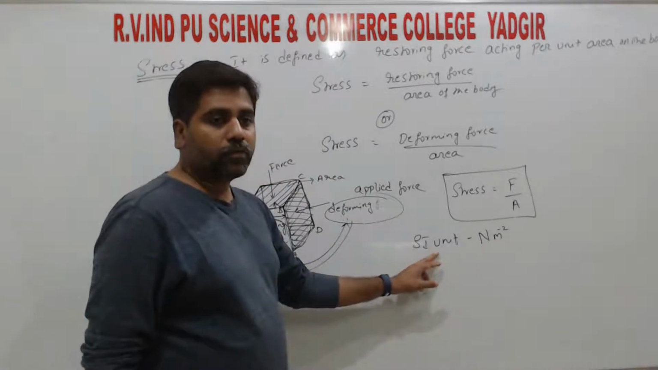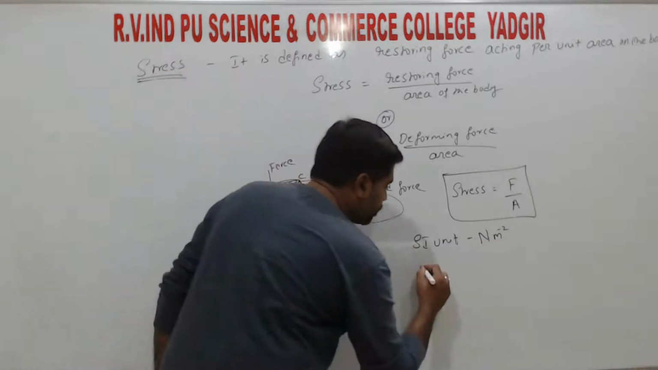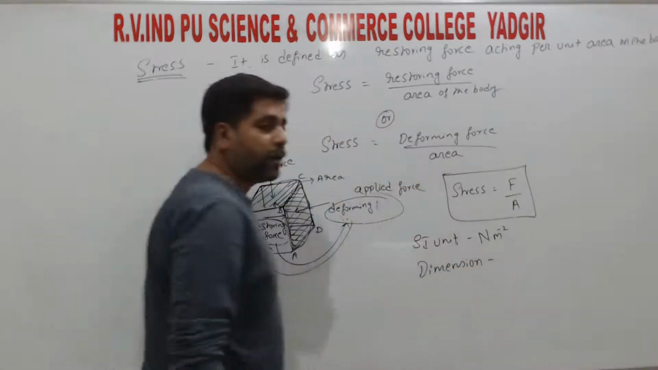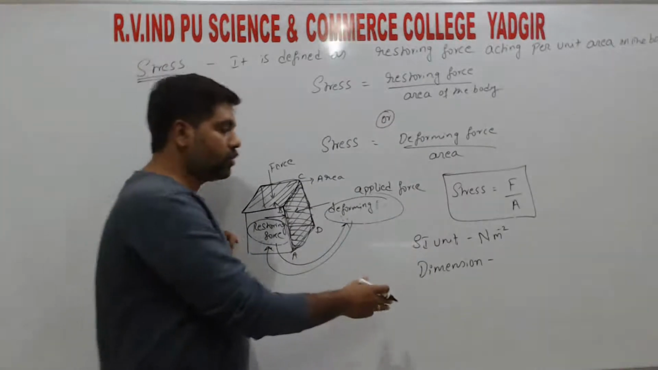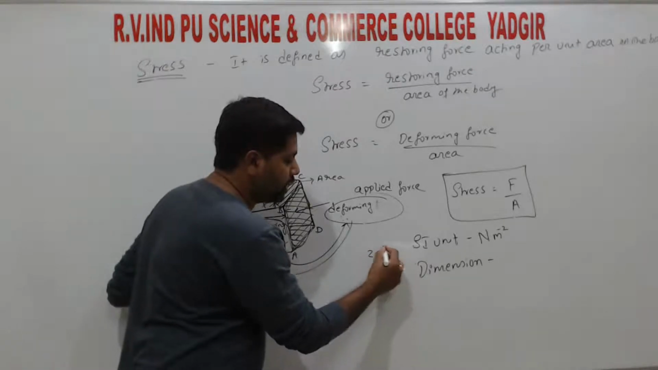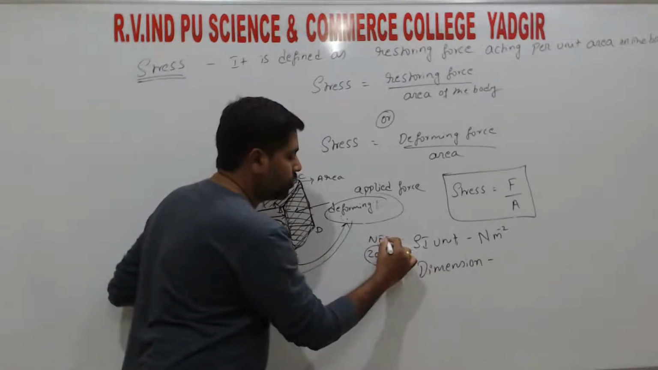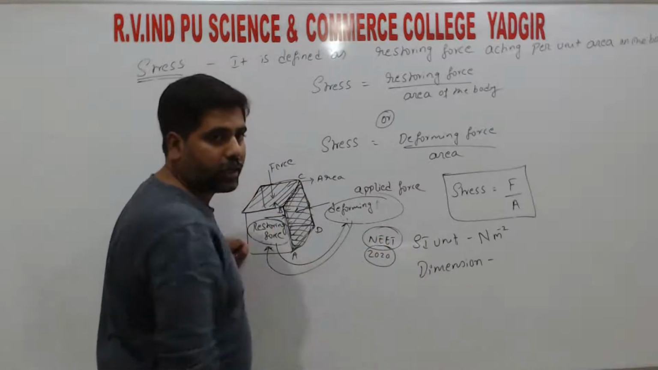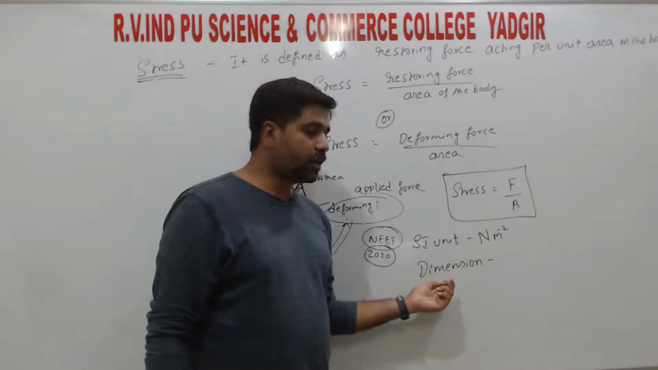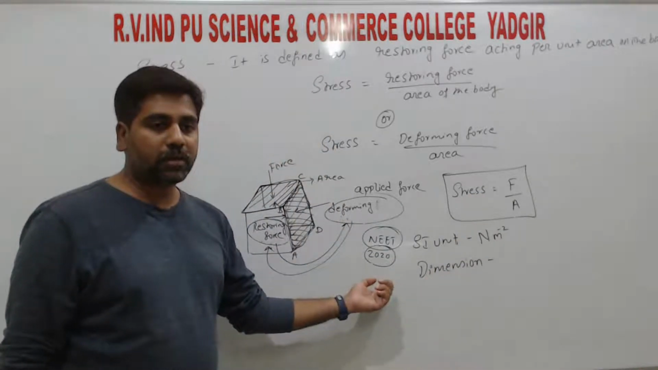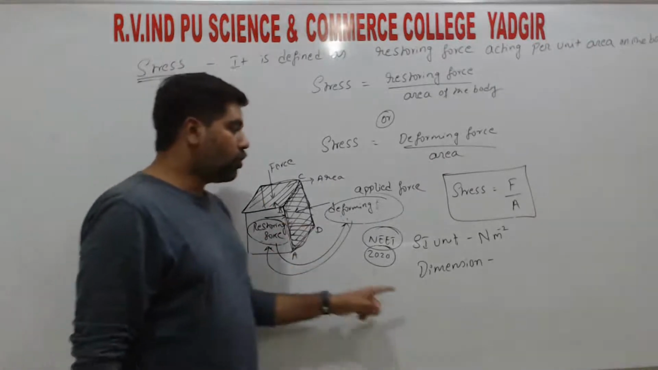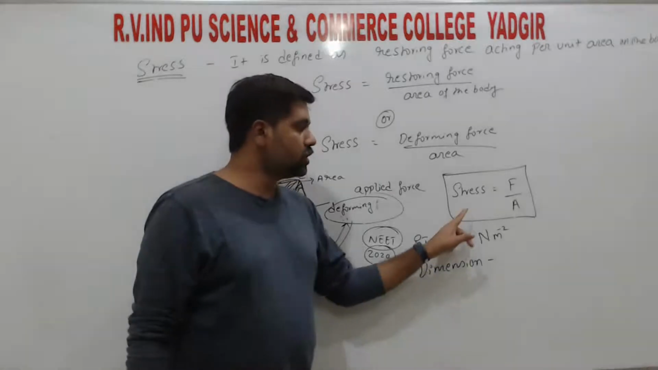So the unit is done. After the unit, what should we define next? That is the dimension. So dimension is very important, either as a theoretical concept or in NEET. In 2020 NEET they asked this: write the dimension for the stress. It is simple, so easily you can get the 4 marks. So in NEET it is 4 marks, while in the board exam it is only 1 mark, right? So how do we write the dimension for the stress, right?